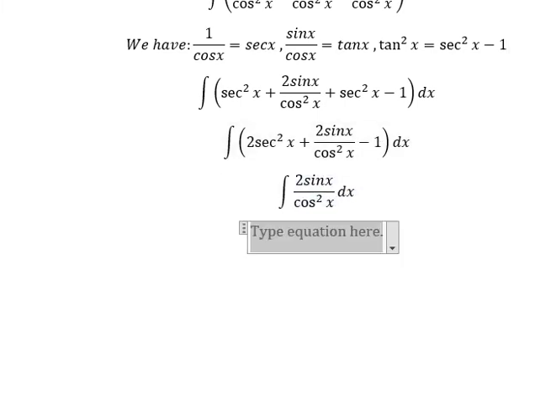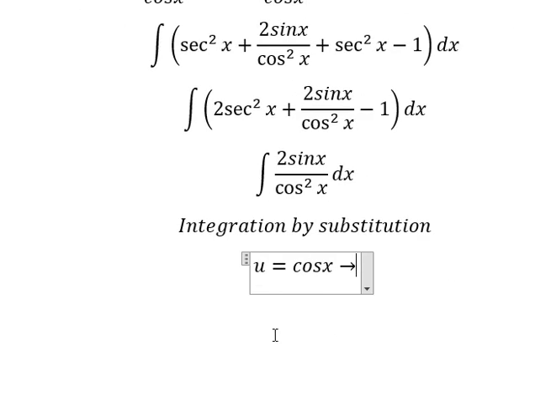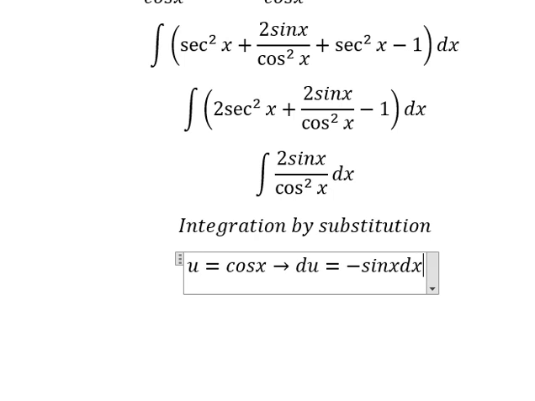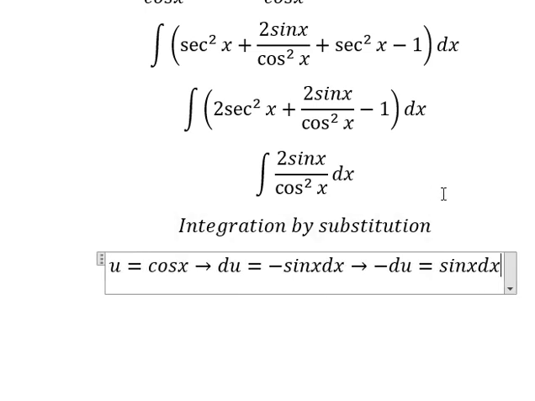So we need to use integration by substitution. So I will put u equals cosine s. Later we take the first derivative of both sides and we have negative sine s ds. Because we don't have a negative sign in here, I will put the negative to the left and we have negative du equals sine s ds.